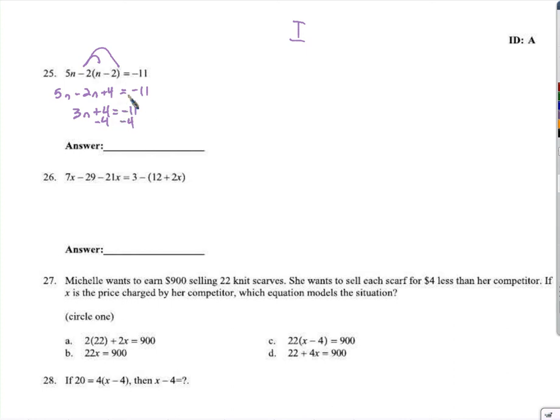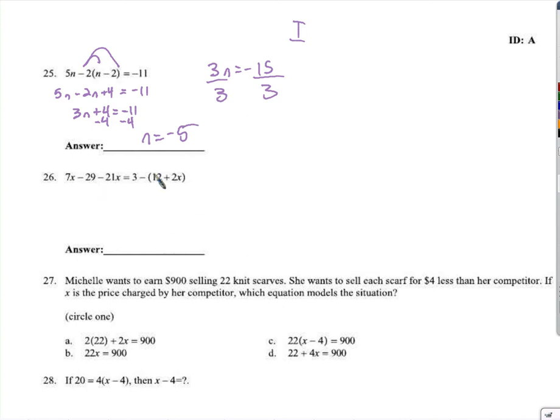Careful here. Negative 11 minus 4, just take it easy. Take it slow. Negative 15, okay? It's not like positive 7 or negative 7, so make sure that you're just keeping your head on straight. Just take it slow. I think those kinds of mistakes are just because you're going too fast. So 3n, divide by 3, divide by 3. n is negative 5.